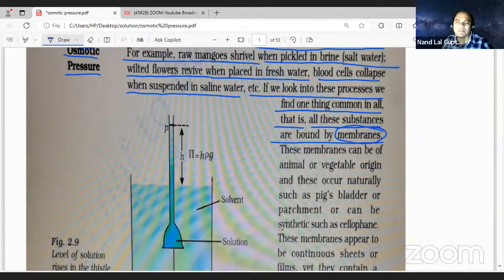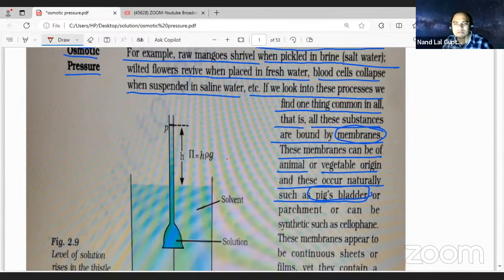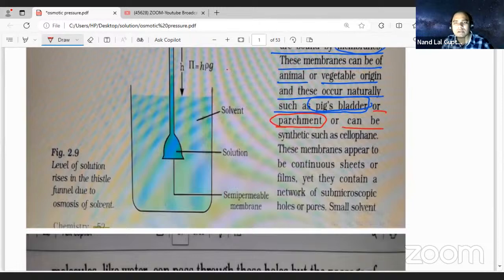The membrane is there. This membrane can be of animal or vegetable origin, and these occur naturally, such as pig bladder. Which one are you using, student? Pig bladder. Keep that in mind. Parchment paper can also be used. Or it can be synthetic, such as cellophane.